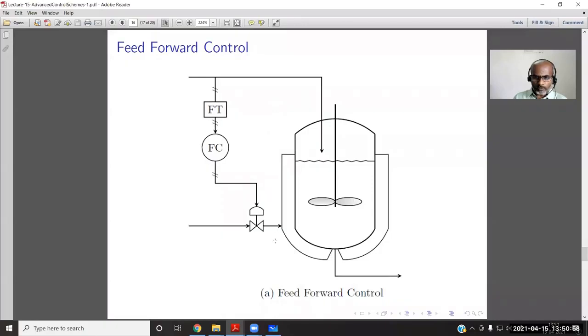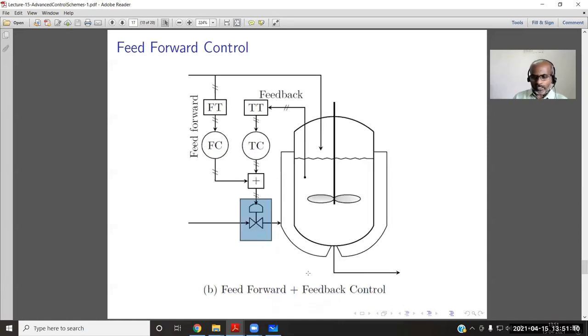Otherwise, feed forward alone requires you to have a very good model of the relation between the disturbance and the process. If you don't have such a very good model equation, then always go for feedback and feed forward. Feedback is, of course, a slow control system.